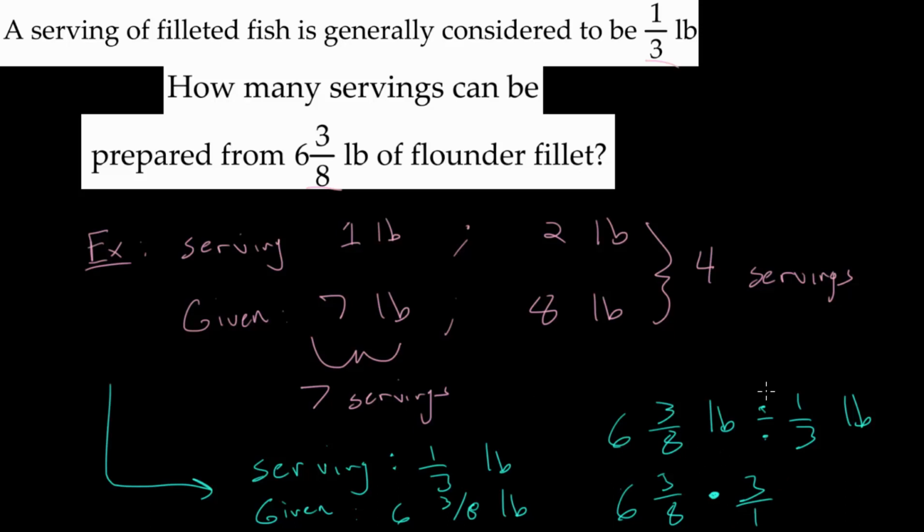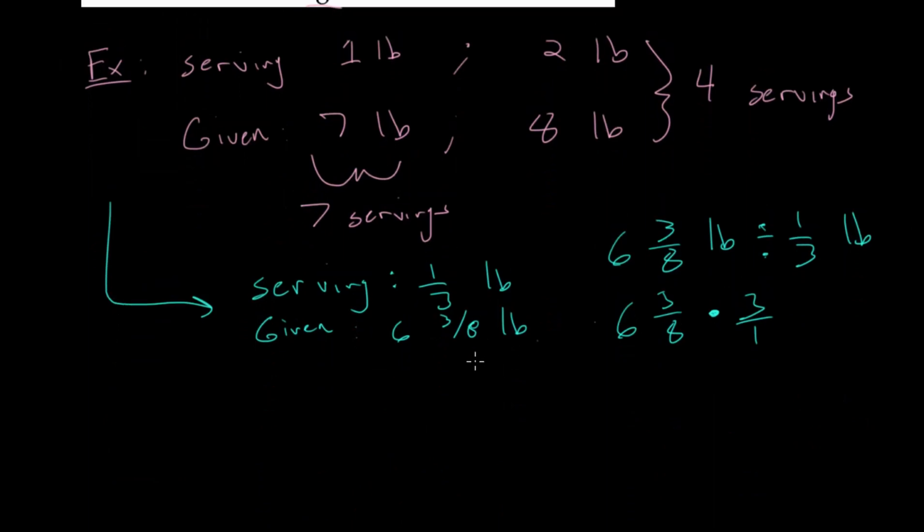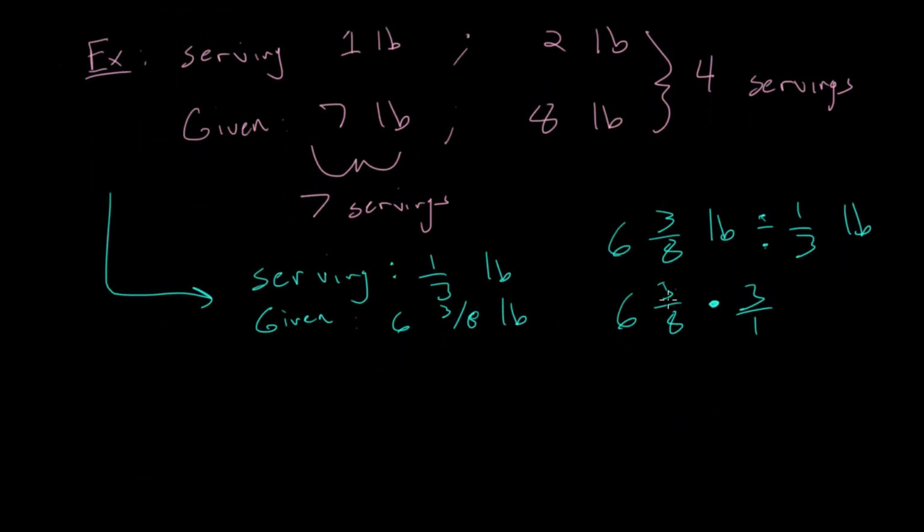And notice that we have a mixed number, and when performing fraction arithmetic, it's usually easiest to work with improper fractions. So let's change this back to just a normal fraction where we don't have a whole number part. To do that, we take our whole number, multiply it by our denominator, and then add that to the numerator. And 6 times 8, that's 48, plus 3 is 51. So we have 51/8 multiplied by 3/1.